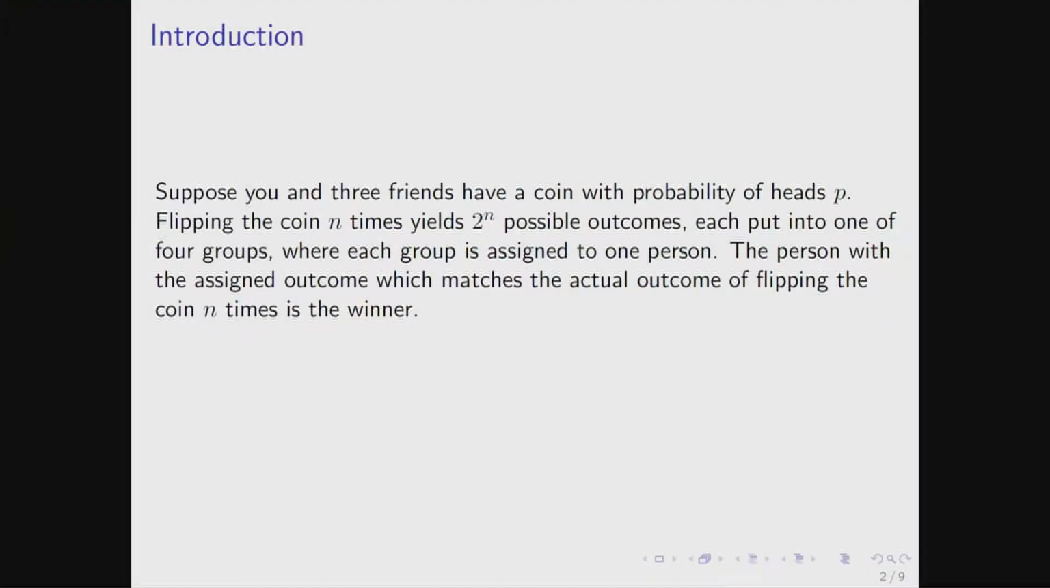So our game is, suppose you and your three very best friends have a coin with probability of heads p. If you flip this coin n times, there's 2 to the n possibilities, so we're viewing heads, tails as being different from tails, heads. You put each of these possible outcomes into one of 4 groups, and for each group, you assign that to some person. When you actually flip the coin, whoever's assigned probability matches the actual probability is declared the winner. So this is the game.